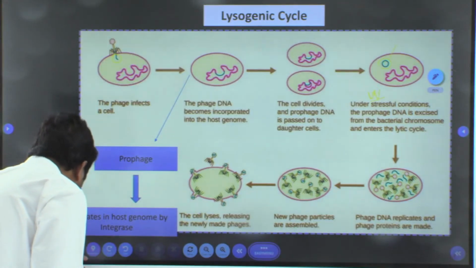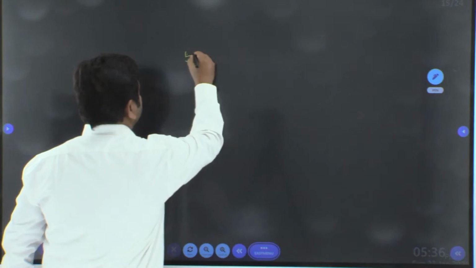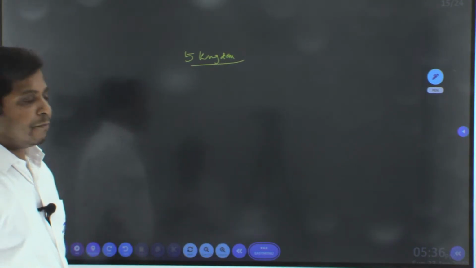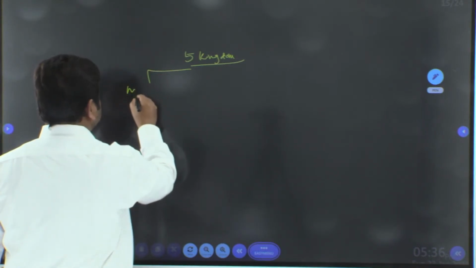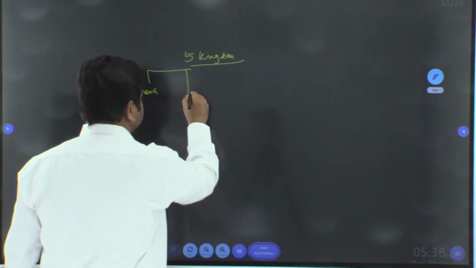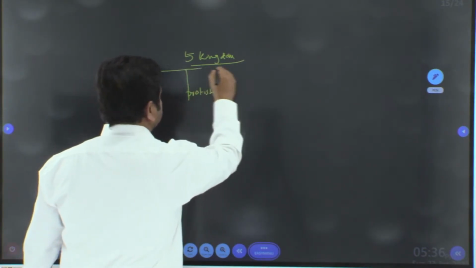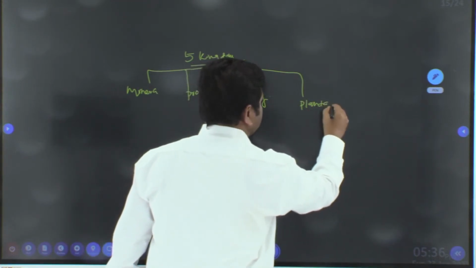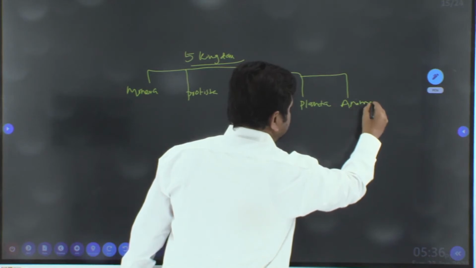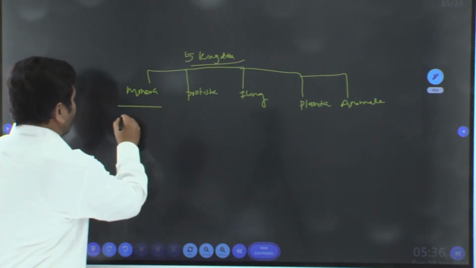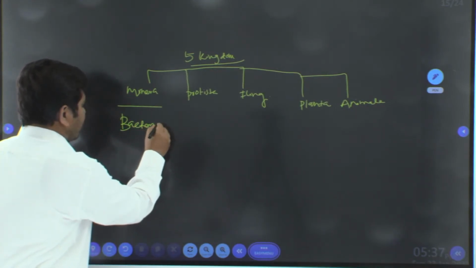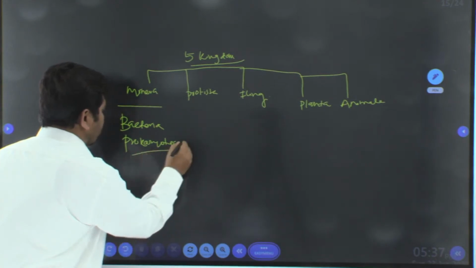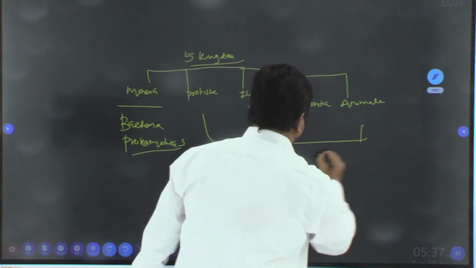Let me add another set. In terms of the 5 kingdom system of classification, the entire living organisms are classified into 5 kingdoms. The first kingdom is the Monera, then Protista, then Fungi, then Plantae, and then Animalia. Monera includes all the bacteria. Bacteria are all prokaryotic organisms, so Monera includes all the prokaryotes, and the rest are all eukaryotes.